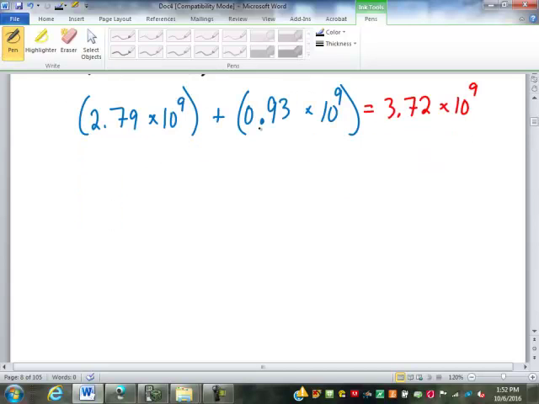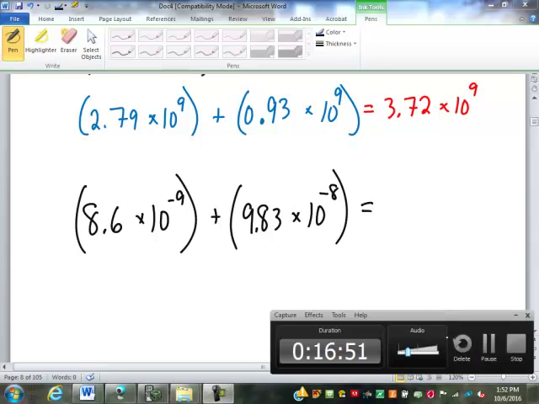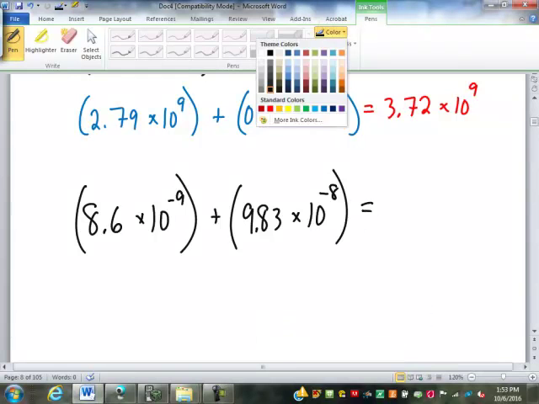I want you guys to try one in your notes. So 8.6 times 10 to the negative 9th plus 9.83 times 10 to the negative 8th. Try that one in your notes. See what you come up with. Let's see how you did.